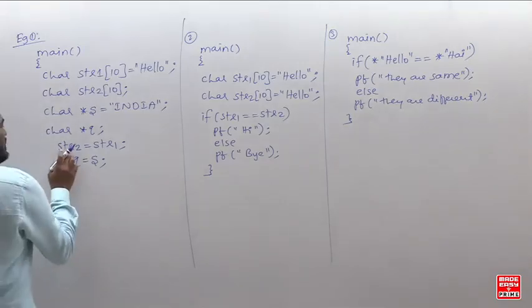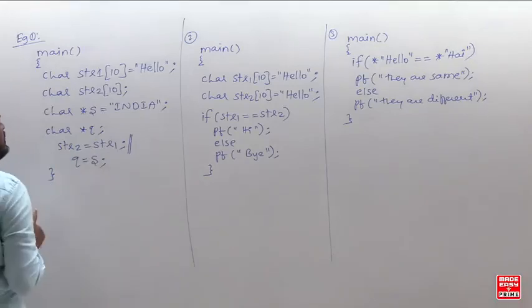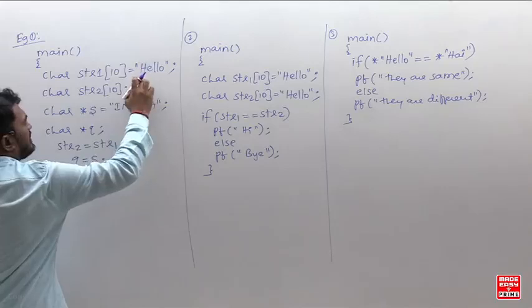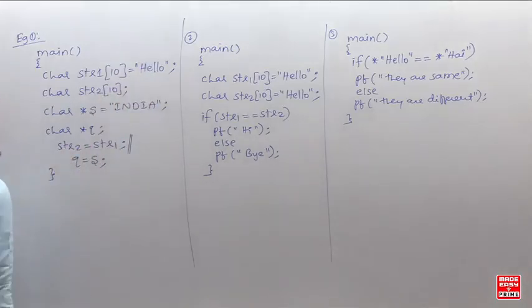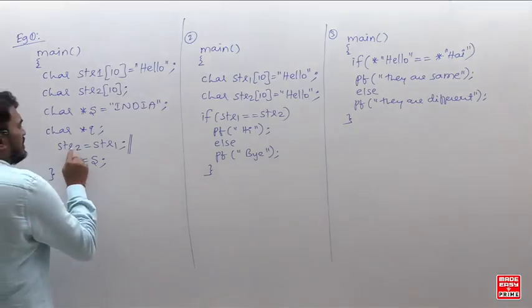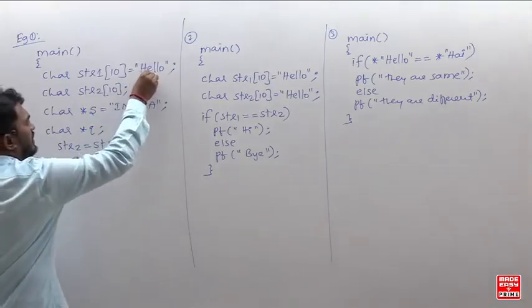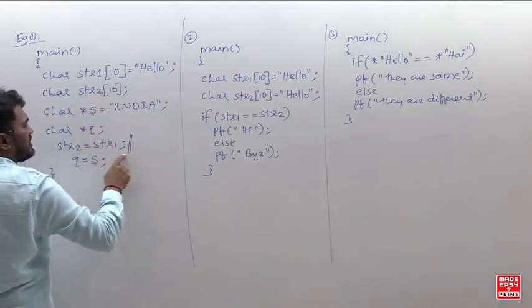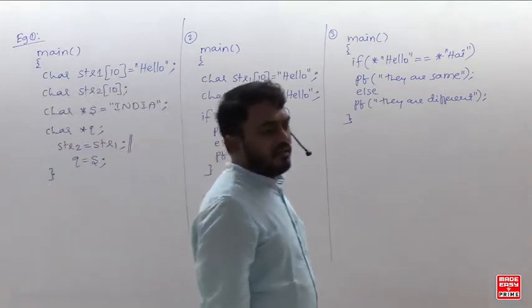Now I am trying to perform str2 = str1. Tell me, if I write this, is it allowed or not allowed? It is something like, in str2 I am just trying to copy string 1. Whatever the content of str1 is, "hello", I am trying to copy that into str2. Is this statement allowed or not allowed? Give the comment.